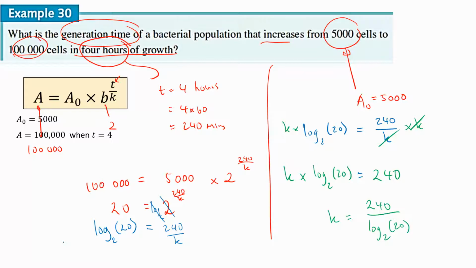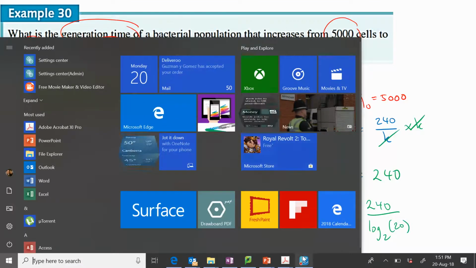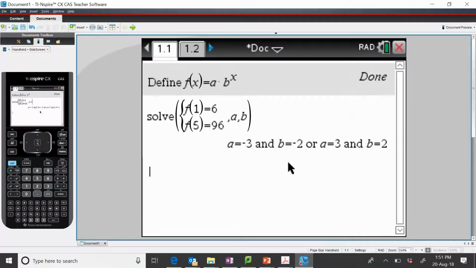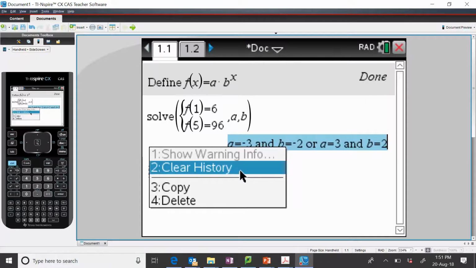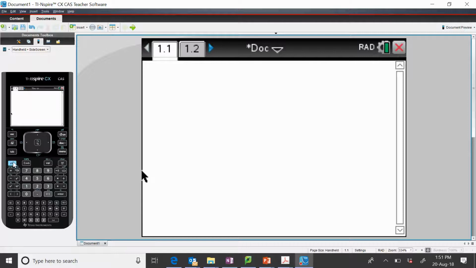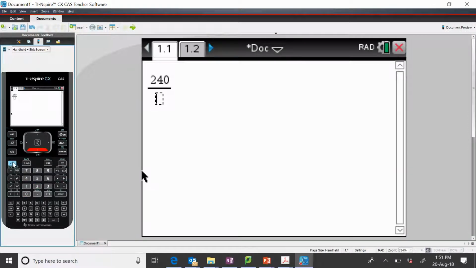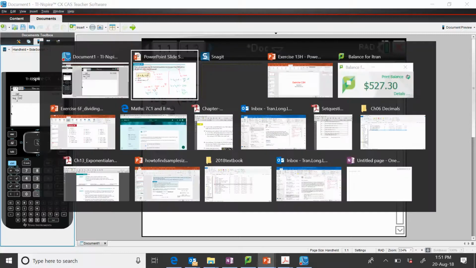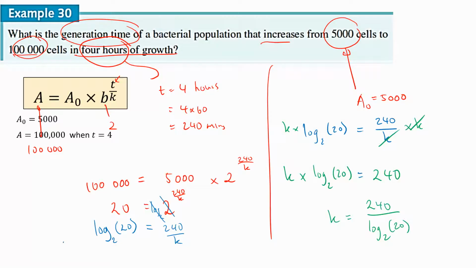Whatever that answer is as a decimal, I'm going to use my calculator. If you guys have a calculator, start getting it out because we're going to be using it quite a bit today. There's clear history. It was, what was it again? It was 240 divided by log base 2 of 20. Is that right? 55.53. Okay, but what does that mean?